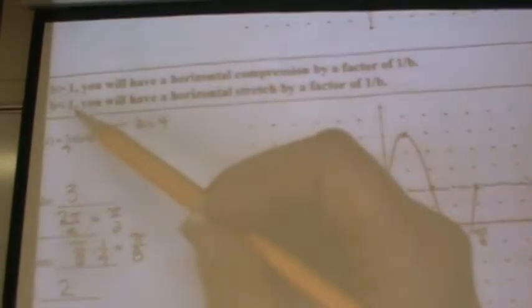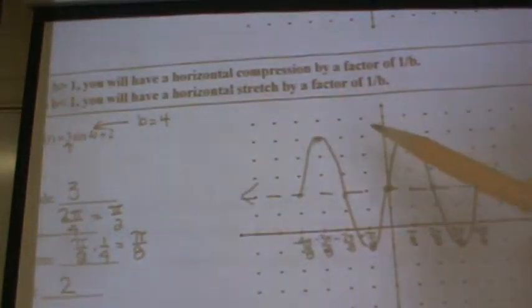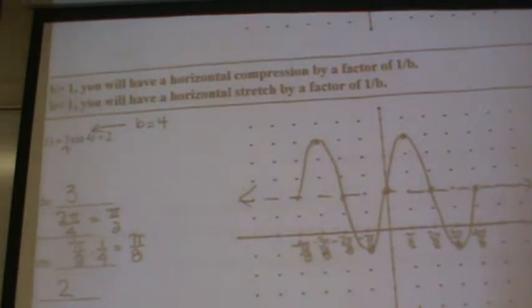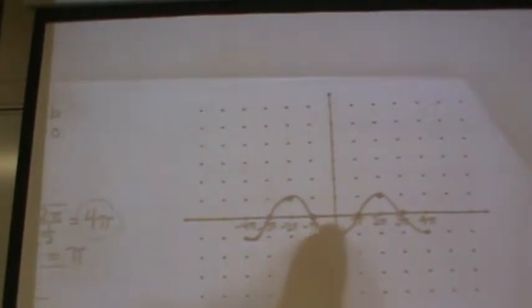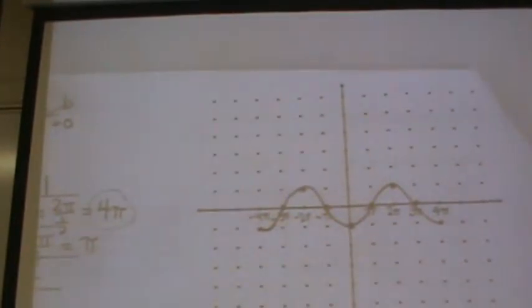So if B is less than 1, you're going to stretch it. And the one that we stretched was the one prior. That's a stretch, because it went from 0 to 4 pi. That thing took forever to get the complete cycle, 4 pi.